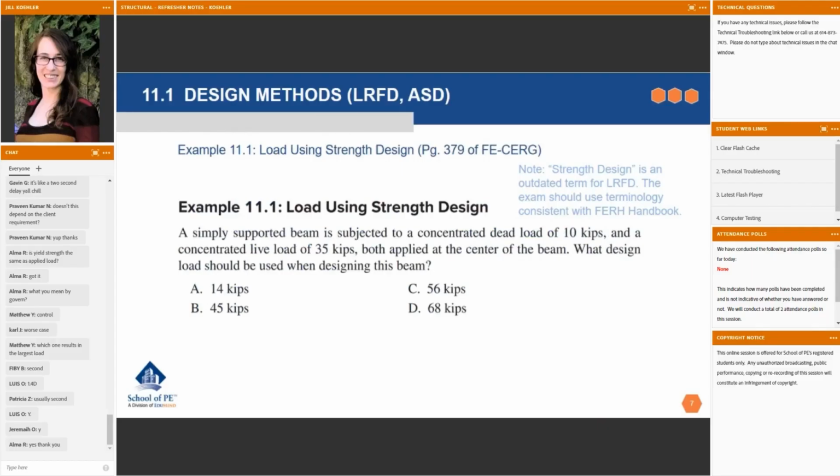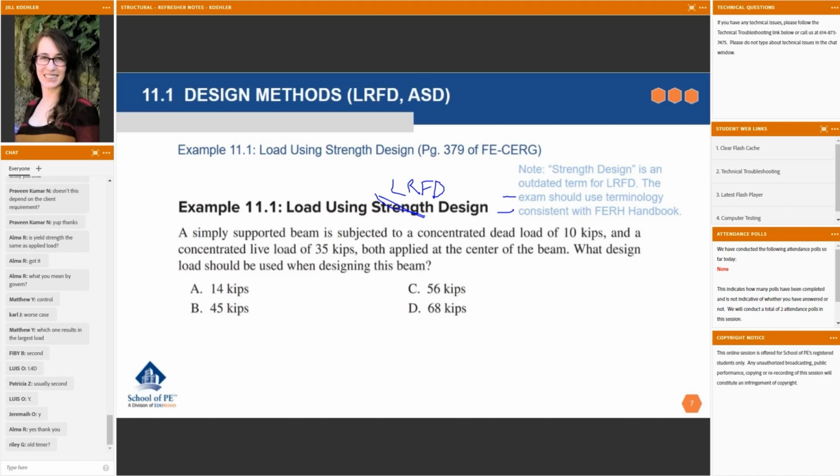Okay, so here's an example now. And I'm just going to cross this out. Some of the old-timer engineers still call this strength design, but that's shorthand for LRFD. The exam will use terminology consistent with the handbook, so you don't have to worry about keeping it straight. The exam will use LRFD or ASD, and the handbook says LRFD or ASD.